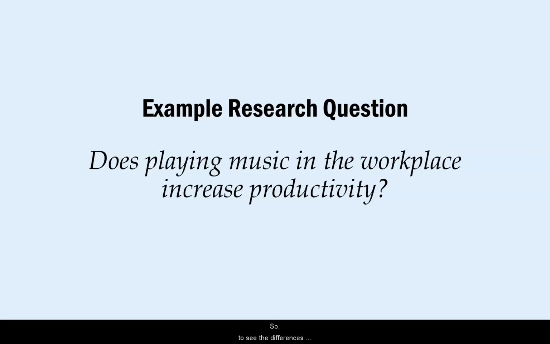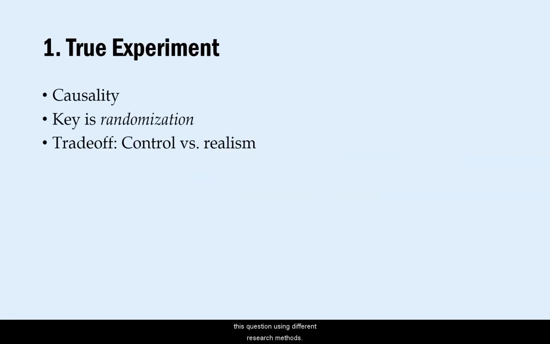So to see the differences between three types of primary research methods, let's take an example research question. You might be interested in whether playing music in the workplace increases productivity. So you'd want to run a study, collect some data to ask the question, would people be more productive if there was music in the workplace, if they were listening to music while they were doing their work? And so let's look at some ways that you might attempt to answer this question using different research methods.